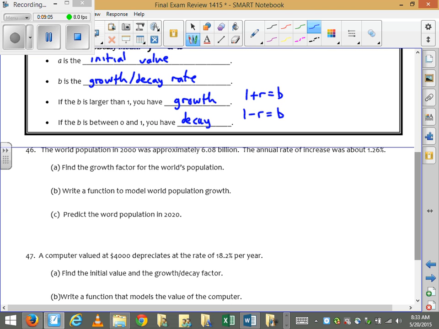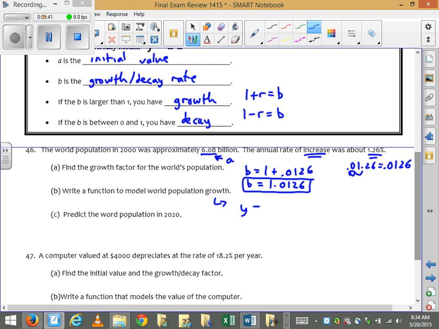So the world population in 2000 was approximately 6.08 billion. So there's an initial value, A. The annual rate of increase was 1.26%. So find the growth factor. So the growth factor B equals 1 plus, right? It's increasing. And the rate, we need to turn that into a decimal. So 1.26% equals 0.0126. Move the decimal over 2 spots. So 1 plus 0.0126. So here, B equals 1.0126. The function that will model this is y equals the initial value, 6.08, times 1.0126 raised to the x power.